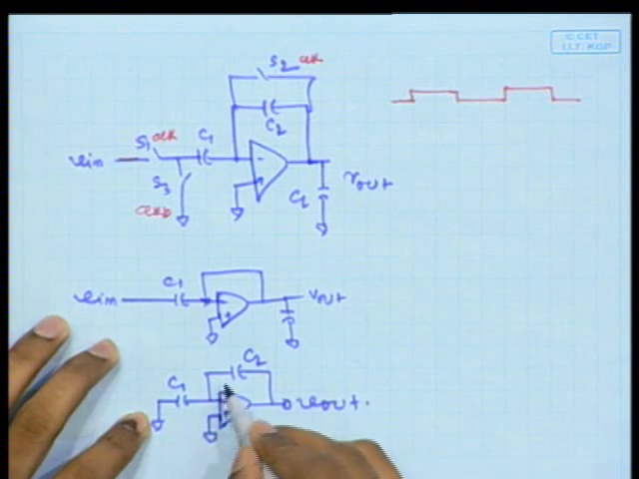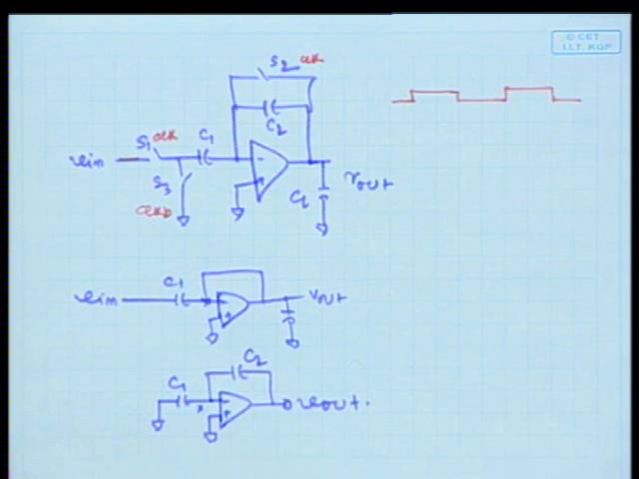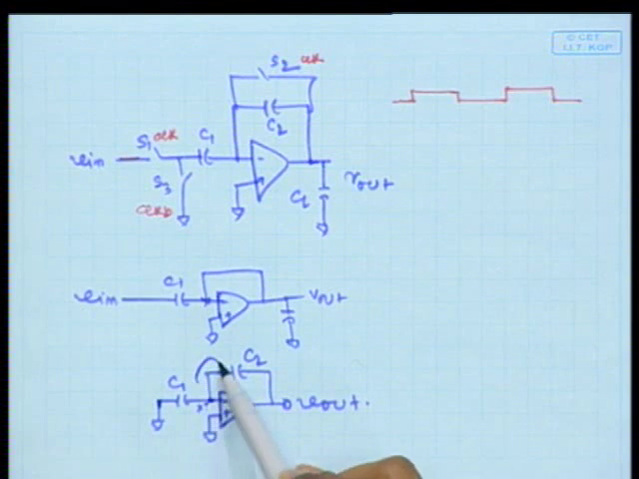So now what is the charge across C1? What is the potential at this node? Zero. So the voltage across C1 is zero. Charge across it is also zero. So the charge across C1 is zero, voltage across C1 is zero. The entire charge is going to transfer to C2.